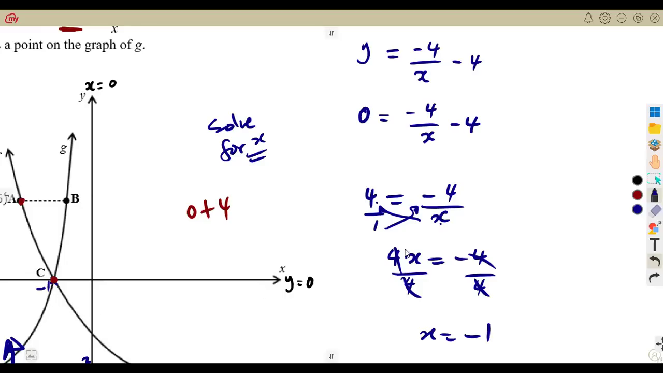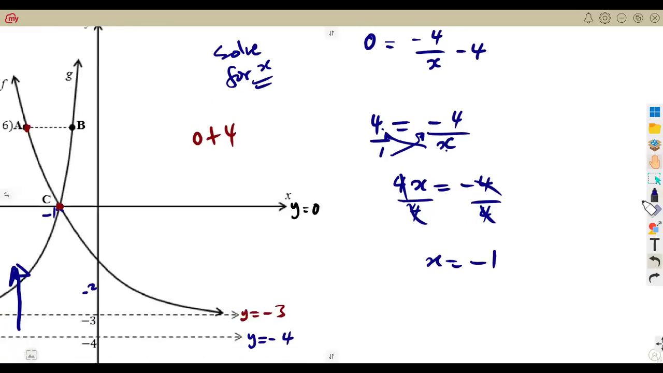So that is the value of x that we have here. A point is made up of x followed by y. So we now have the x value, which is minus 1, at a condition where y is equal to 0. Remember the x-intercept concept. So that's our point C. You can just have our point C that way: minus 1, 0.